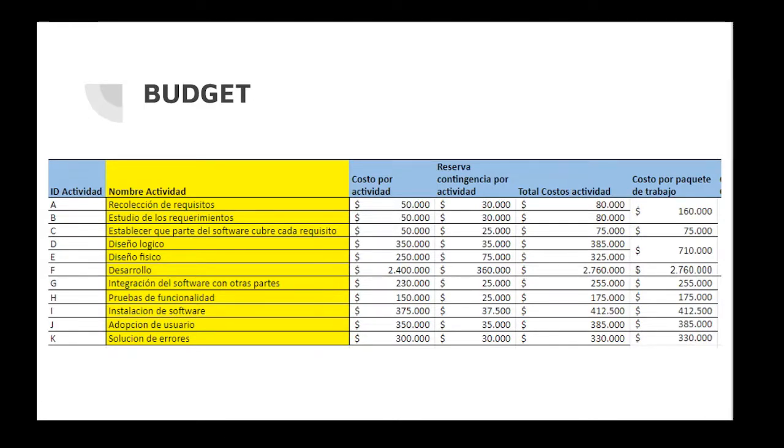The reserve for errors, with a cost of 300,000 and a reserve of 30,000, and the total cost should be 330,000 pesos.